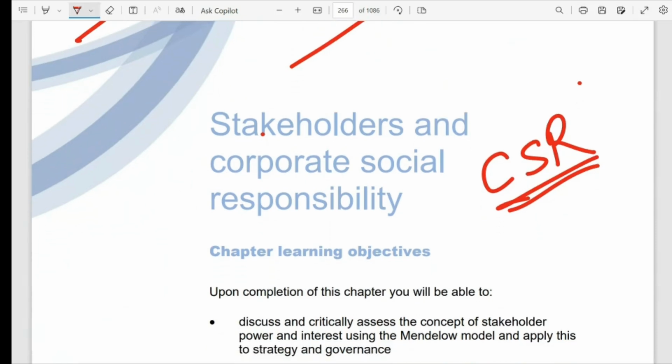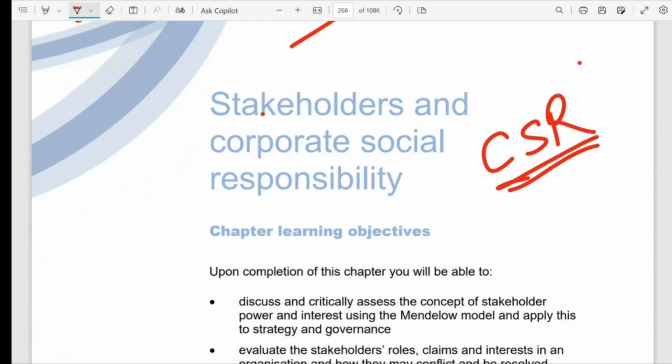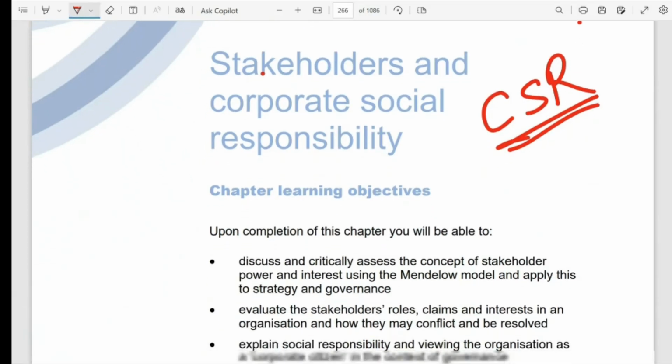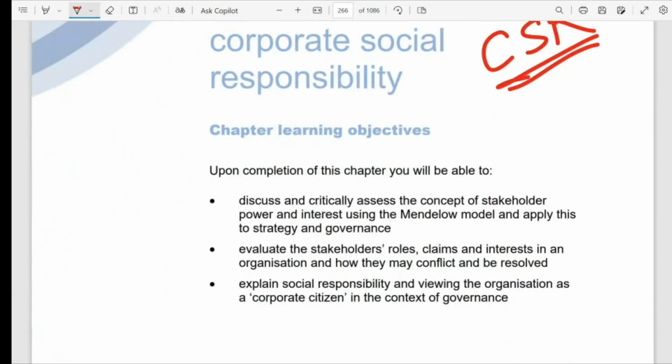They have to disclose their role in corporate social responsibility for the country's welfare, for the environment, for culture, and they have to explain all these points in this area. Under this chapter, we will critically assess the concept of stakeholder power and interest using the Mendelow model and apply this to strategy and governance. Evaluate the stakeholder roles, claims and interests in an organization, how they may conflict and be resolved, and social responsibility, viewing the organization as a corporate citizen in the context of governance.